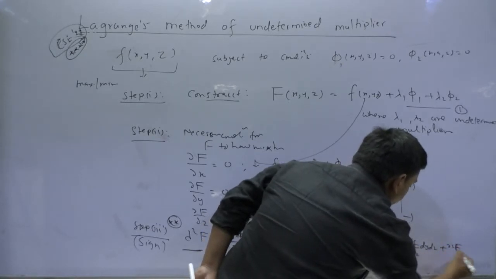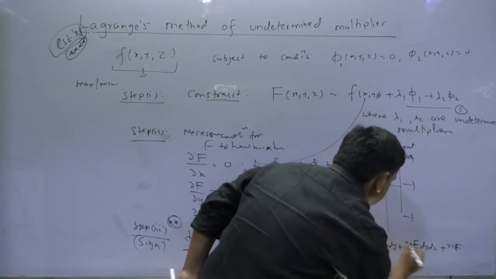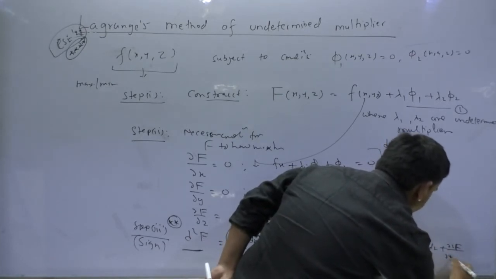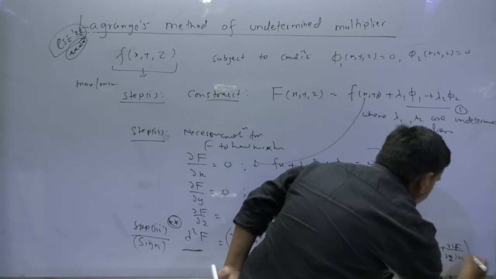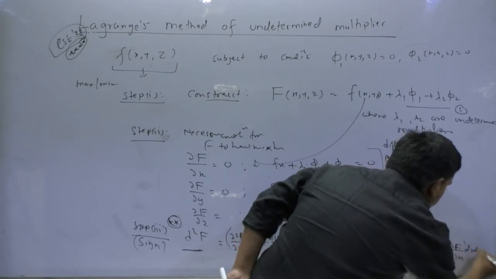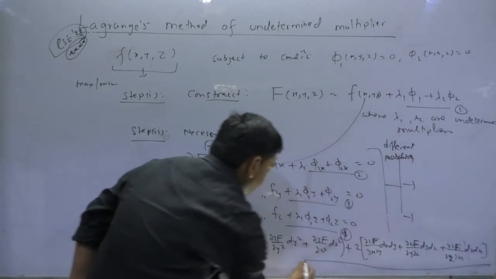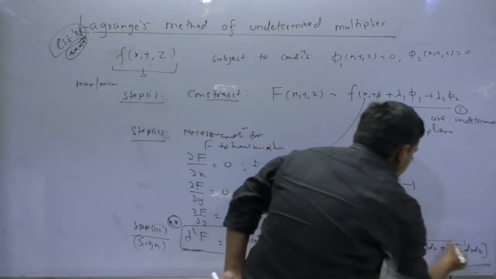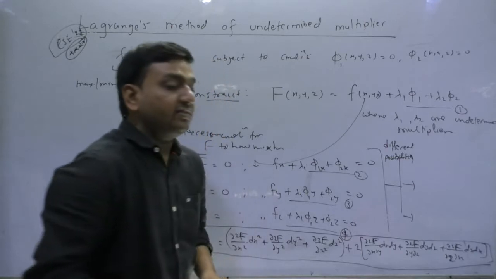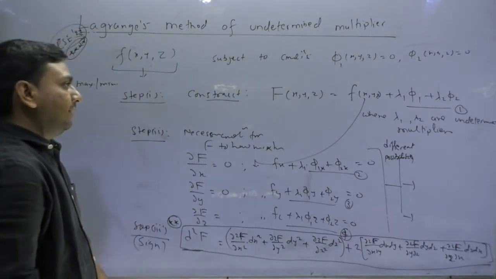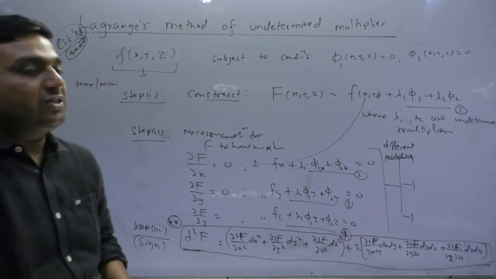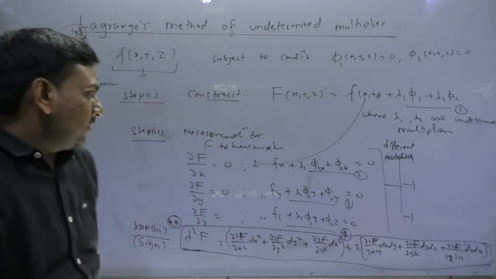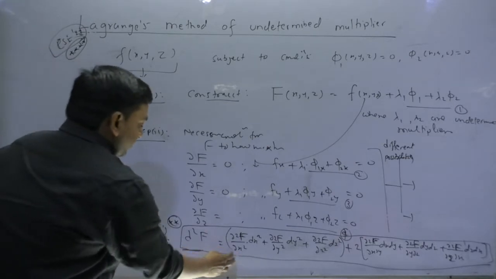Del squared F, capital F, please. Del squared F over del y del z, del x into dz dx. This expression should always be in front of your eyes, otherwise you will not be able to conclude anything from this set of information. So people write like this.